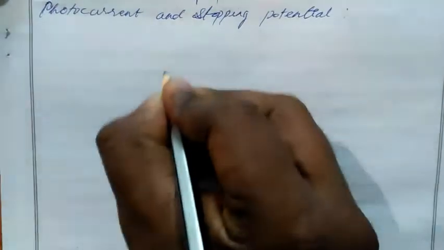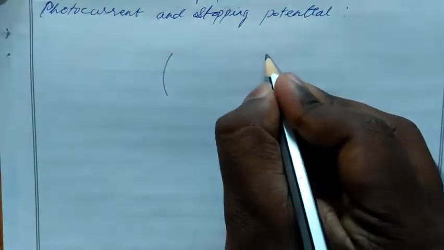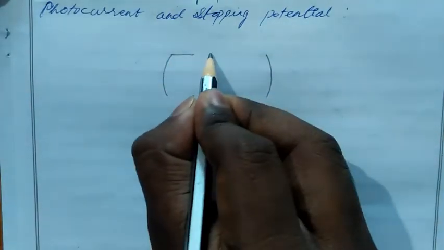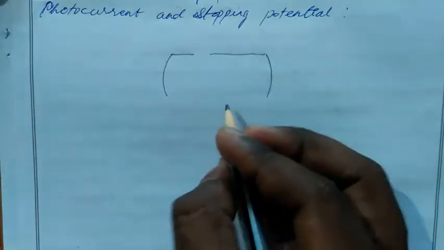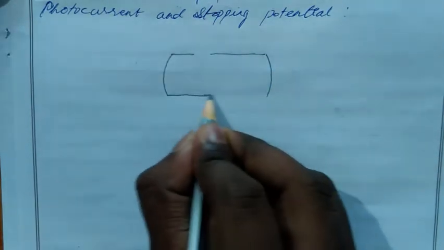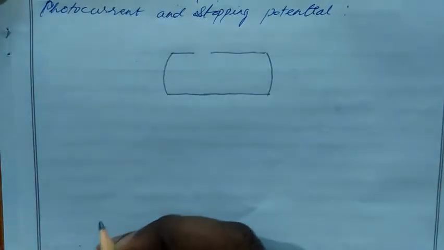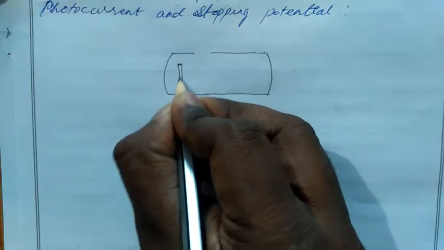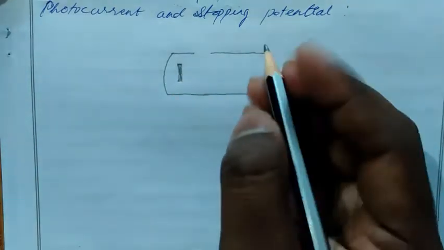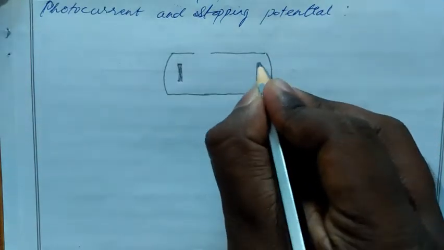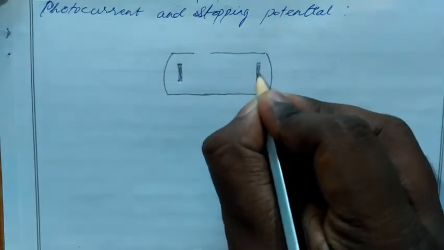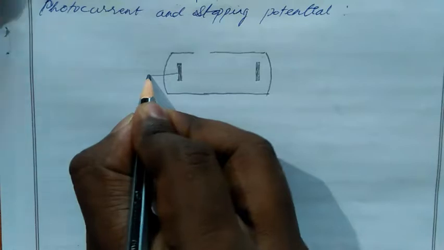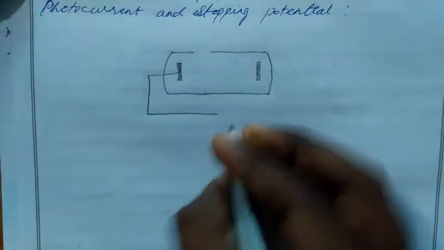Let's consider a chamber. In this chamber we have a small opening for incoming rays. Inside this chamber we have two metal plates. We can say this plate is the cathode, and here we have another metal plate, which will act as the anode. These two metal plates are connected by a rheostat.